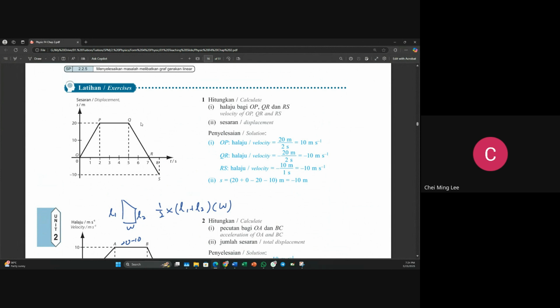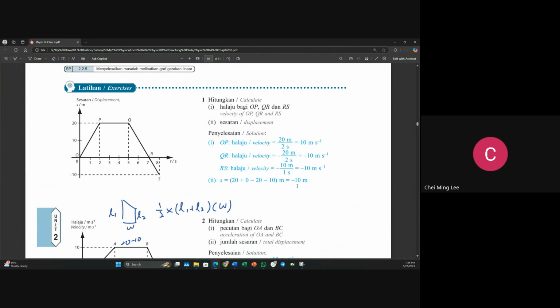For QR is 0 minus 20 divided by 7 minus 5, which is negative 20 over 2, which is negative 10. Then for this one, RS, we use negative 10 minus 0 divided by 8 minus 7. So also negative 10 meter per second. Okay, for total displacement, you see 20 plus 0 minus 20, plus negative 20 plus negative 10. So the answer shall be negative 10 meter.